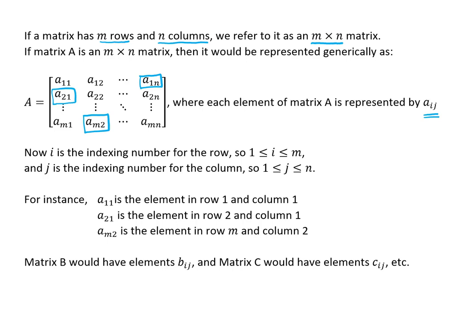We use the lowercase a to signify the generic element in capital A matrix, and likewise we would use lowercase b for a matrix capital B, and lowercase c for elements in matrix capital C. And so we would name the elements after the name of the matrix.